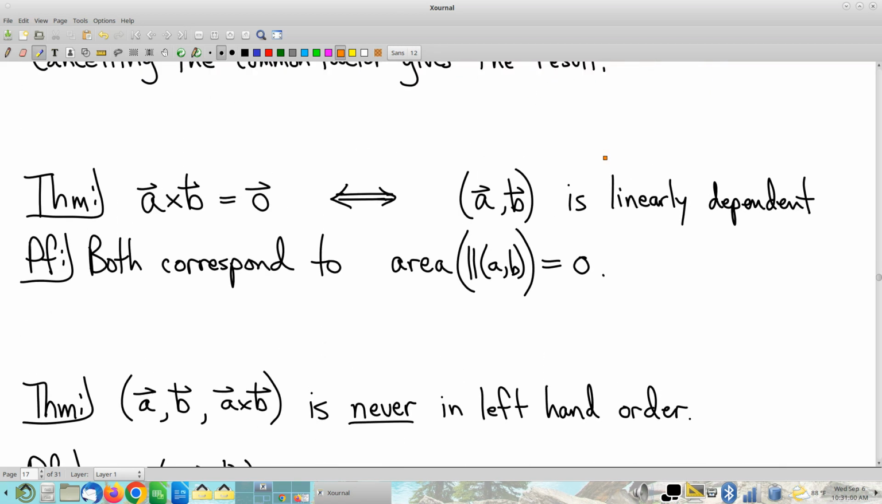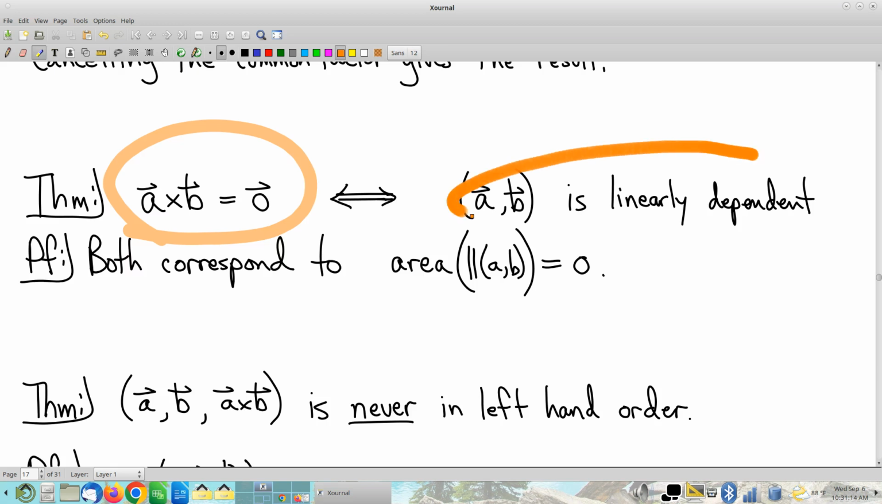Here's a weird one. We've talked about what it means when a dot product is 0: orthogonality, maybe even perpendicularity and all that. What does it mean when a cross product is 0? It turns out it just means that that pair of vectors is linearly dependent.